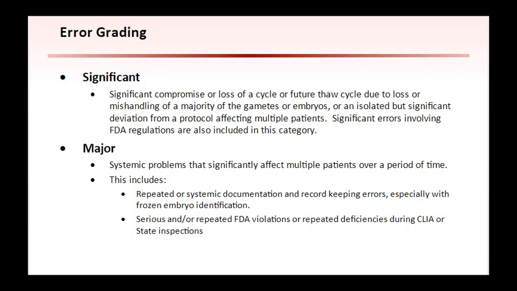Major errors are systemic problems that significantly affect multiple patients over a period of time. These include repeated or systemic documentation and record-keeping errors, especially with frozen embryo identification, and serious and/or repeated FDA violations or serious and repeated deficiencies during clinical laboratory improvement amendments or state laboratory inspections.